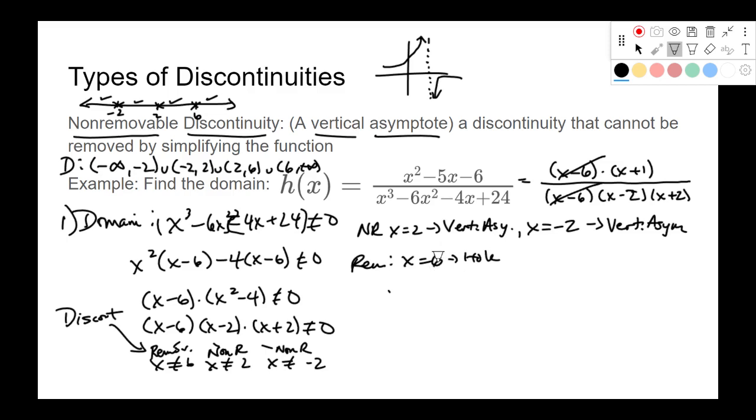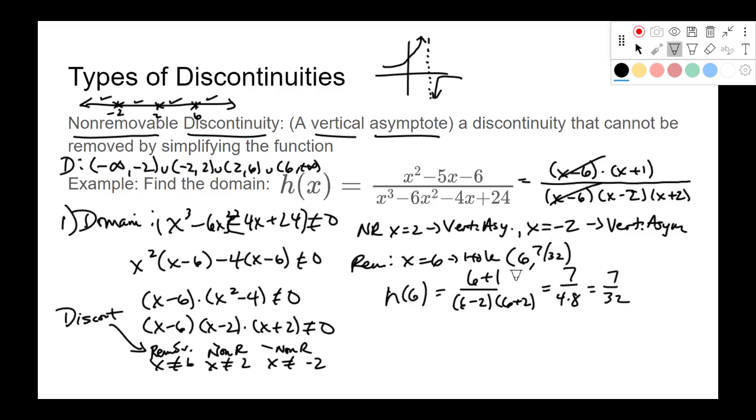All right, so to find the y value, I'm going to take x equals 6, and I'm going to plug it into my function that I just canceled with. So I have h of 6 would be 6 plus 1 over 6 minus 2 times 6 plus 2. So that's 7 over 4 times 8, 7 over 32. So there's a removable discontinuity, a hole at the point 6, 7 over 32.